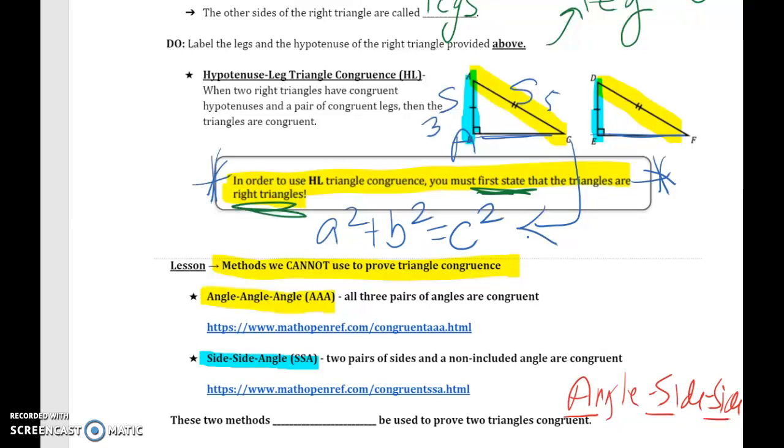Okay, if we're going to talk about right triangles, then we're talking about hypotenuse leg. Okay, so these are two methods that cannot be used to prove triangles congruent.